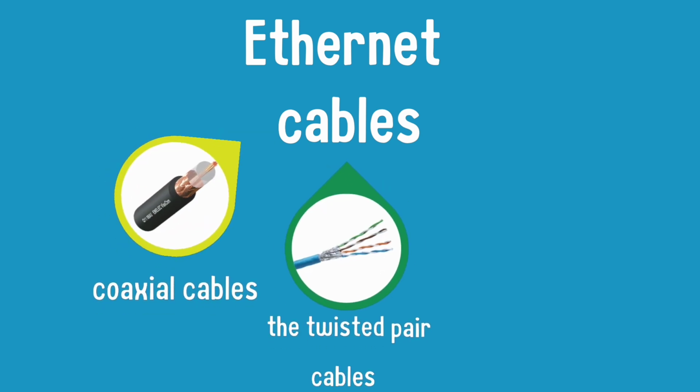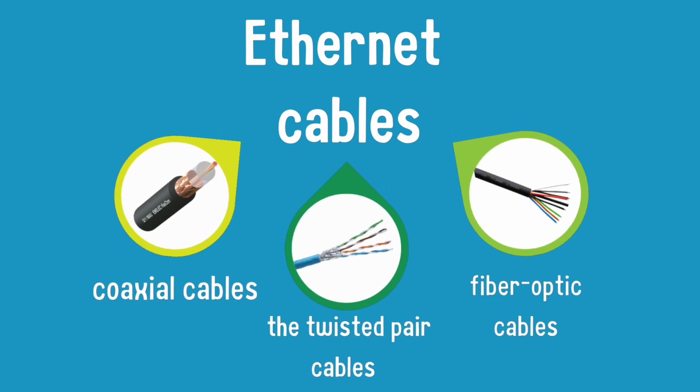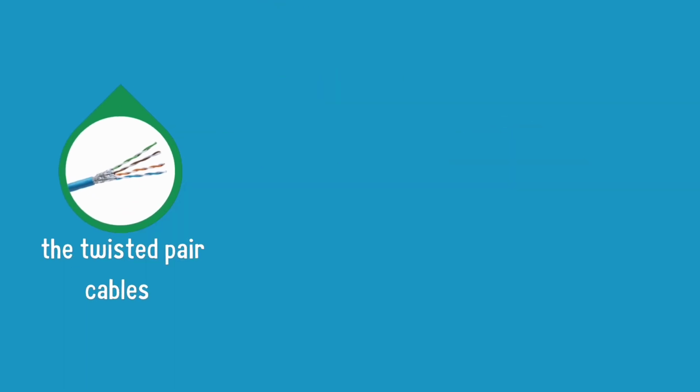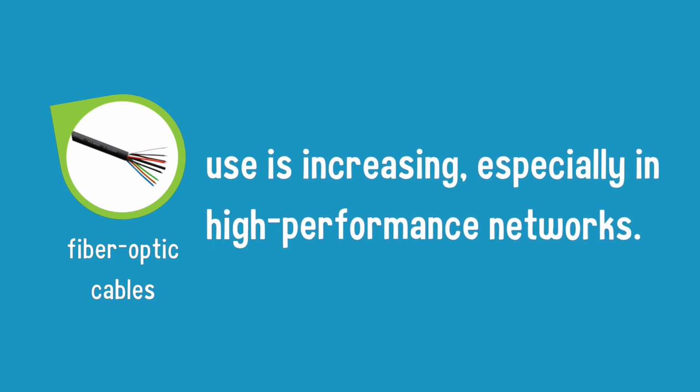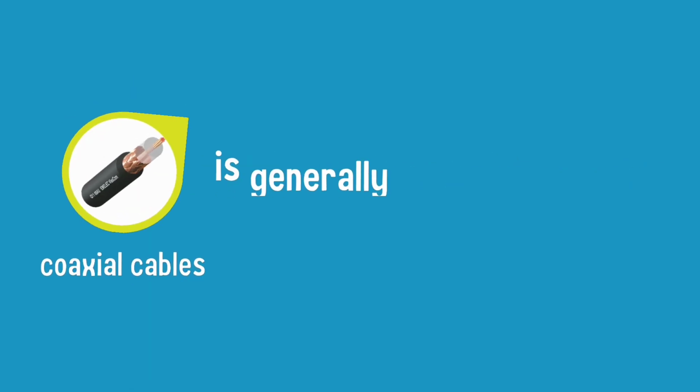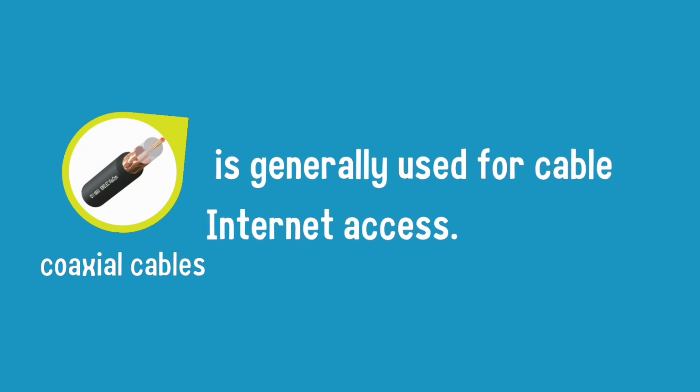There are three types of cables commonly used for Ethernet cabling: coaxial cables, twisted pair cables, and fiber optic cables. Currently, the twisted pair cables are the most popular, but fiber optic cable use is increasing, especially in high-performance networks. Coaxial cabling is generally used for cable internet access.